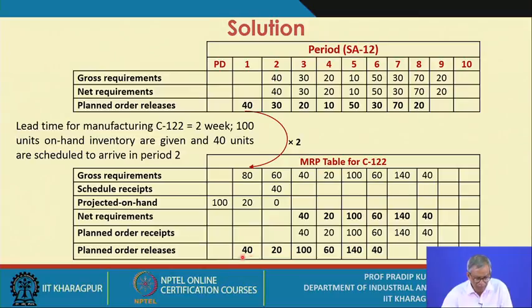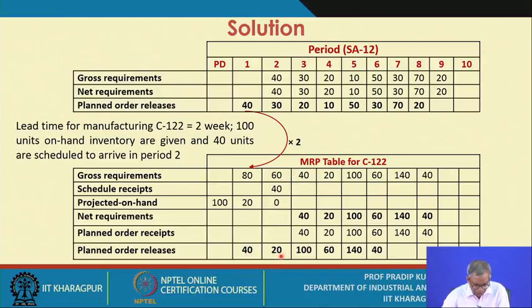So, the order must be released in week 1. If you release the order in week 1, it is expected that after 2 weeks, that means in week 3, you will get the receipts of 40 units. Is it okay? So, here 40 units you receive, and 60 units is 0.